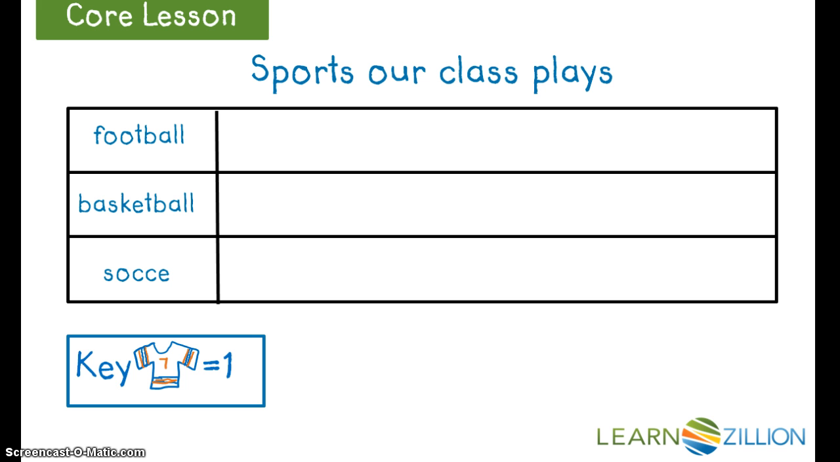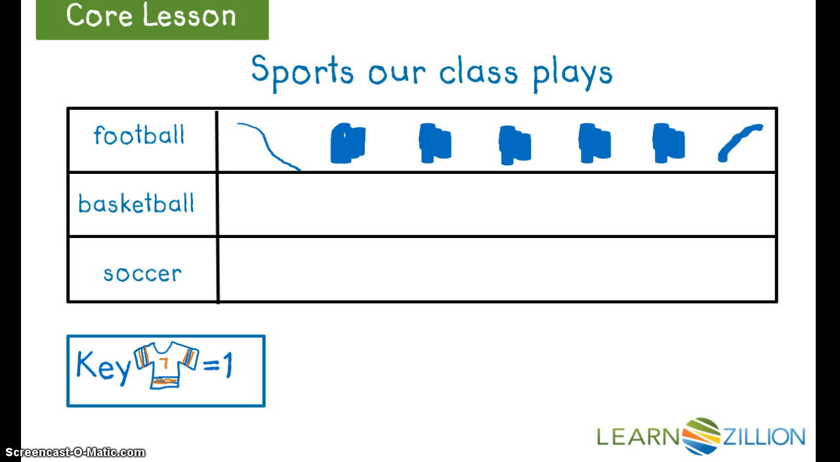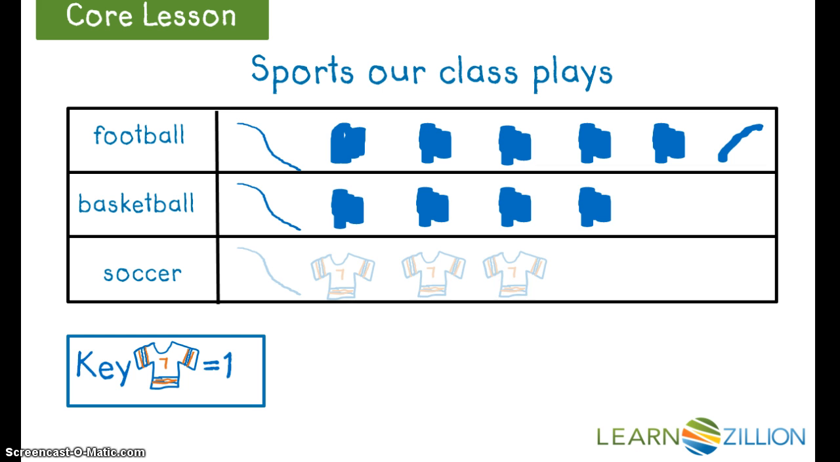Let's take a look at this picture graph. The first thing you need to do is look at the title, the categories, and of course the key. Sports our class plays. The categories are football, basketball, soccer, and the key shows that one of the shirts represents one student.